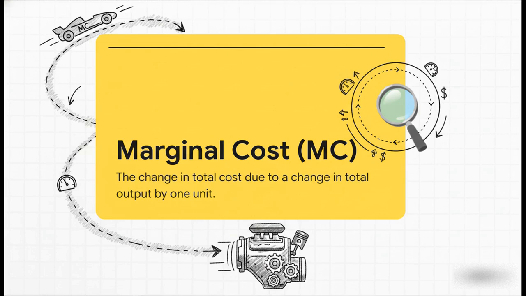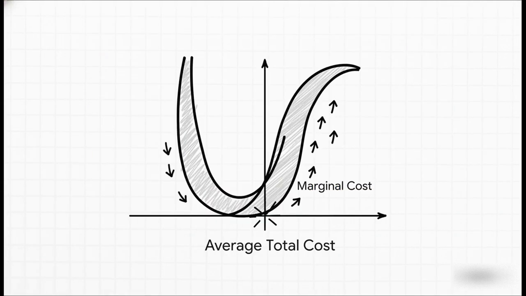This is an incredibly powerful idea. Marginal cost is simply the cost of producing just one more unit. That's it. So if making 10 units costs you 175 and making 11 units costs you 180, your marginal cost for that 11th unit is just 5. This one idea, the cost of the next one, is the engine that drives the shape of all the other cost curves. And this slide shows you exactly how that engine works.